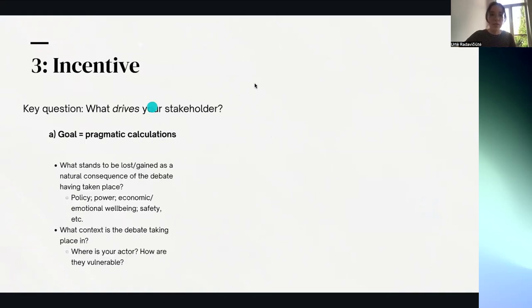Now, let's move on to incentive analysis. So with incentives, the key question that you need to ask yourself is what drives your stakeholder. I have divided potential ways to answer this question into three separate parts with case studies that will hopefully help you understand how to actually implement this in your prep routine. So first, you need to understand what the goal of the stakeholder is.